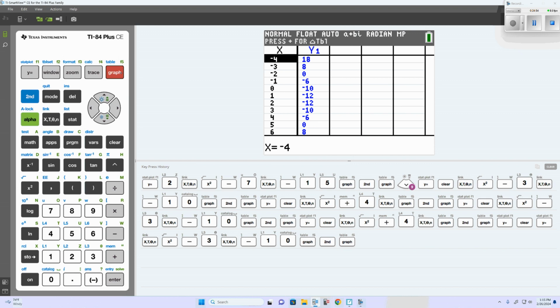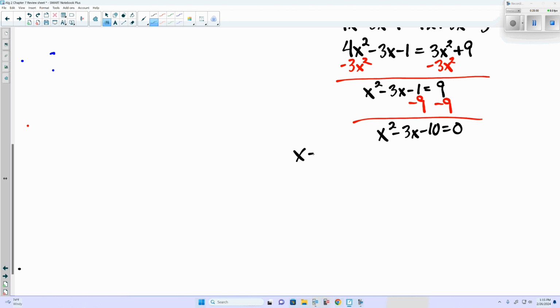So second graph gives us a table. Negative 2 and 5. X equals negative 2, and 5. Sorry, negative 2 and 5.